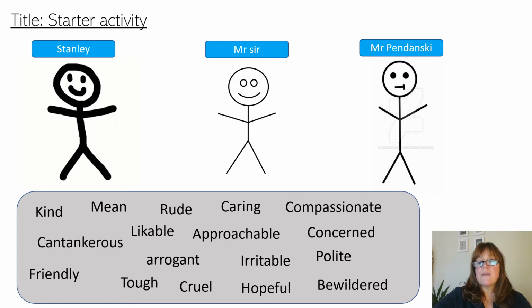There are some words on there that you might not understand. You can have a look at the dictionary, or you can go online and find out what it means. There are some different words there that you may never have come across before. I love this word, cantankerous. I wonder what that means. I wonder if I could use it in a sentence today. We'll have to see. So have a look at these words and then match them with each character: Stanley, Mr. Sir and Mr. Pendanski. You can pause the video and then carry on to the next slide.